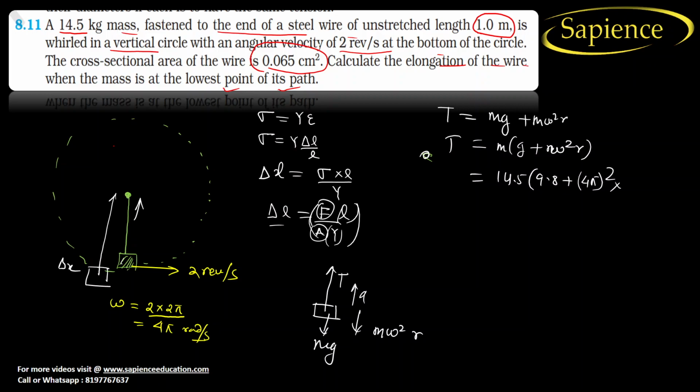The length will be the radius only. So length is 1. Finally when we calculate this, how much are we getting? We are getting 2437, so this is the amount of tension we are getting.